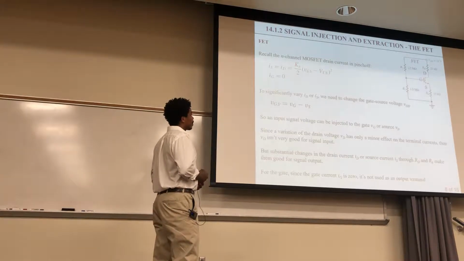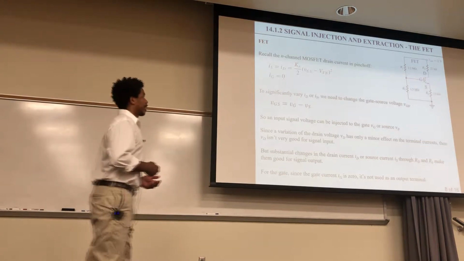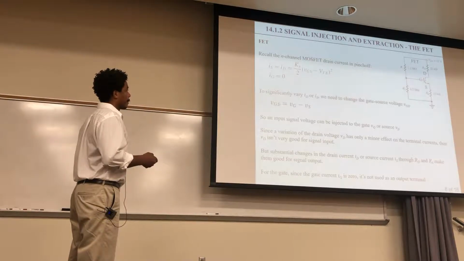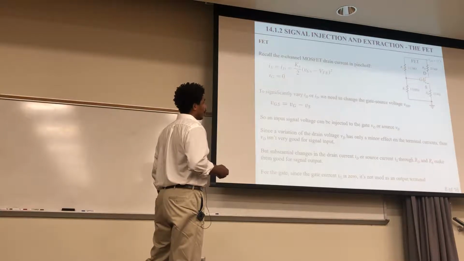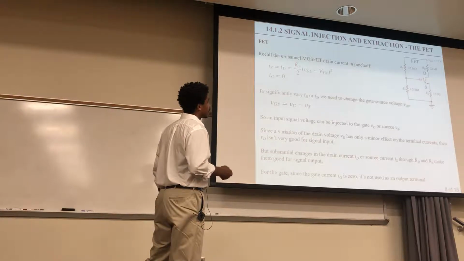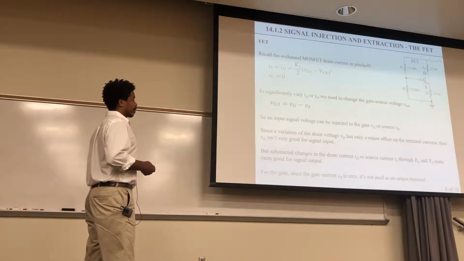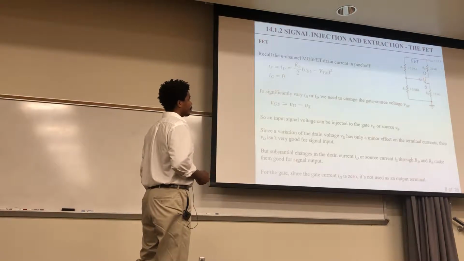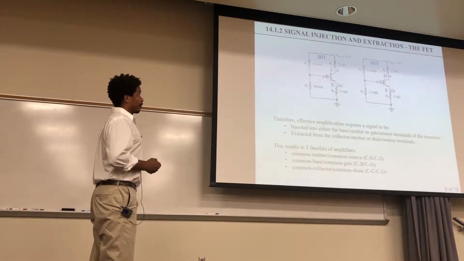Now, since a variation of the drain voltage VD has only a minor effect on the terminal currents, VD is not a very good signal input. But substantial changes in the drain current or the source current through this RD and RS, here and here, make good output ports. And this current right here is 0, so that's not used for an output port. So with those things said, this is what we have with the BJT and the FETs.